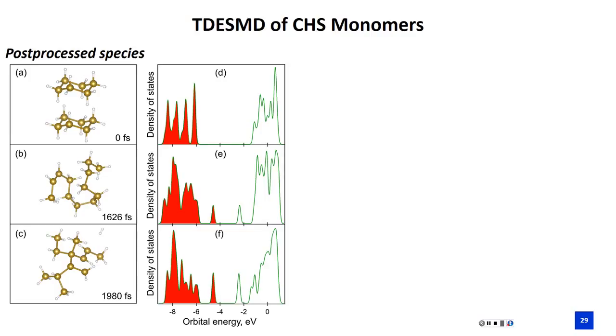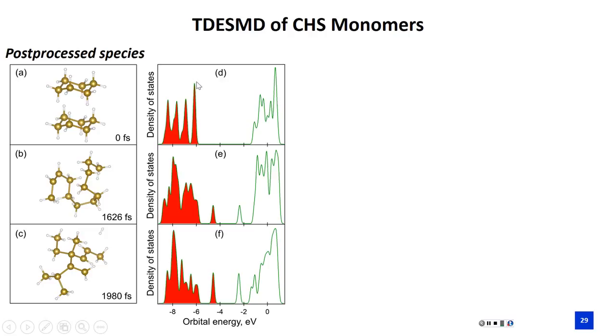So next we analyze the properties of cold intermediates. Here I show some examples. At 1626 femtoseconds, we can see the formation of a dimer. At 1980 femtoseconds, we see 2 hydrogens are ejected from the dimer. And in the middle, we have a special silicon. The coordination number for this silicon is 4, which is typical in amorphous silicon.